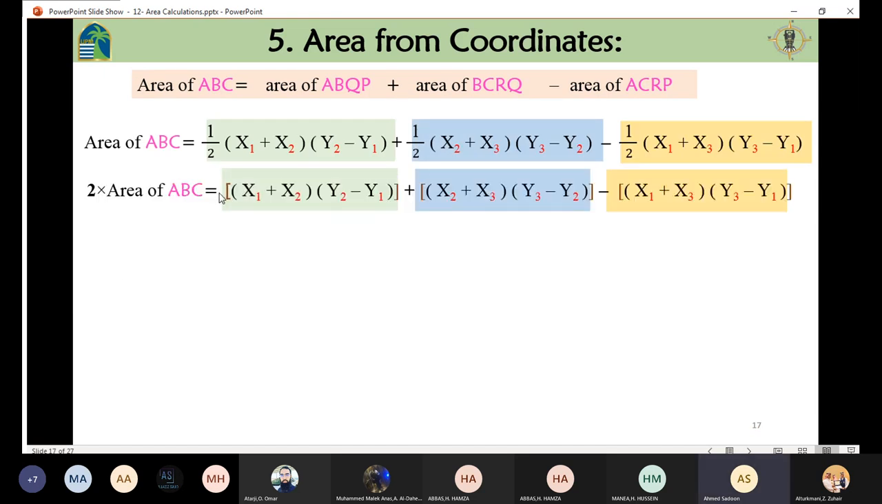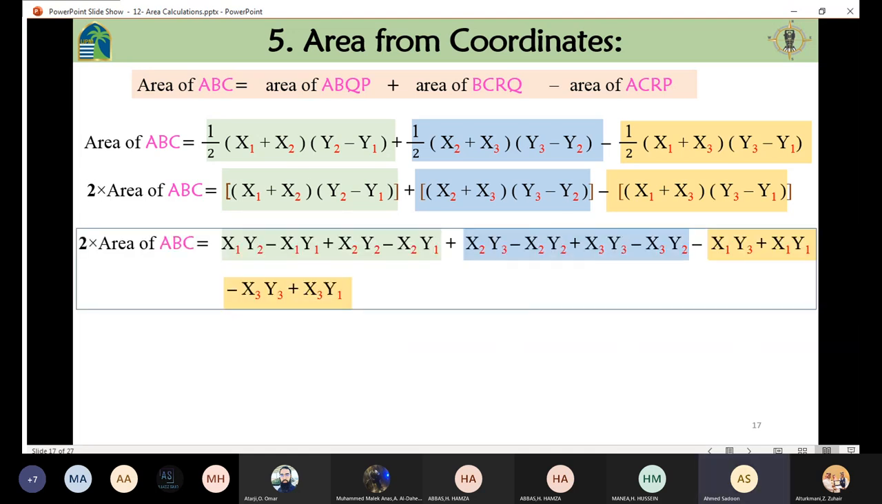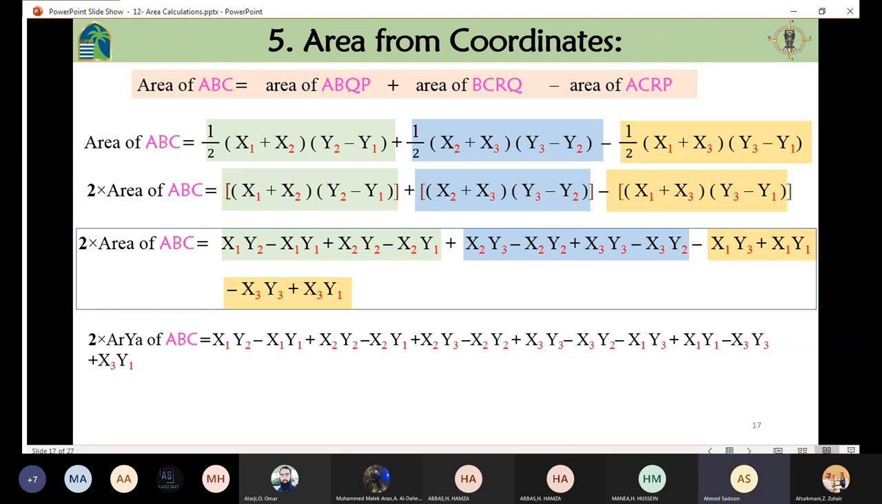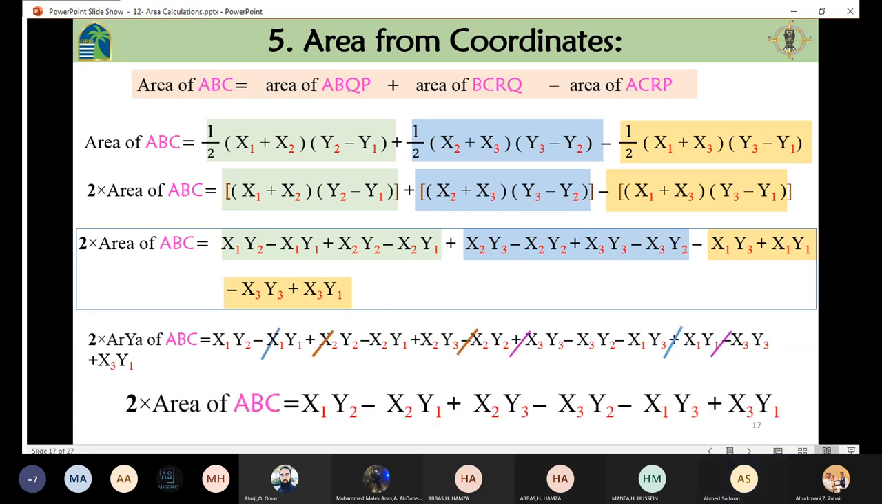Here, for example, I'm going to take 1 over 2 as a common factor and put it on the left-hand side, like that. Then I'm going to simplify the formula more. I'm going to multiply all of these terms together, and I'm going to get this one here. Then I'm going to take out all the similar parts. Then the final formula is going to be like that.